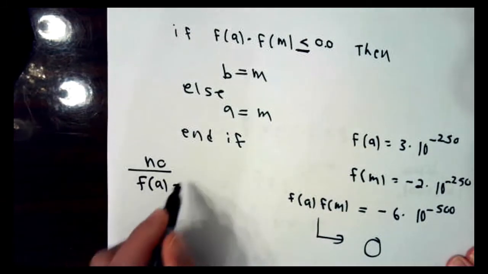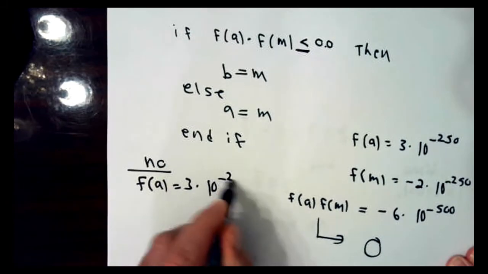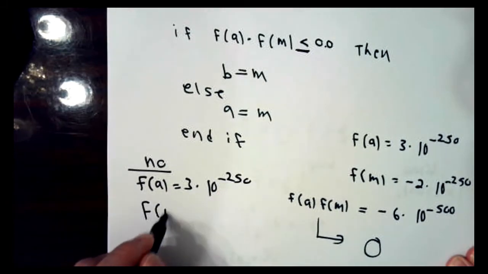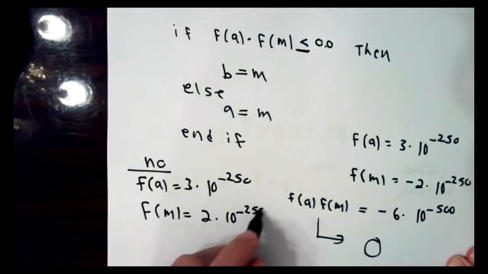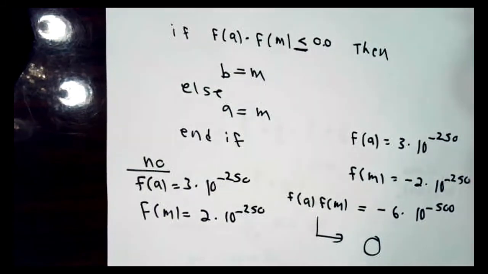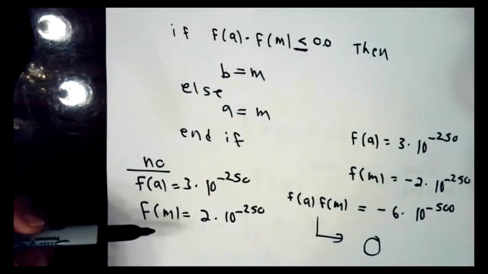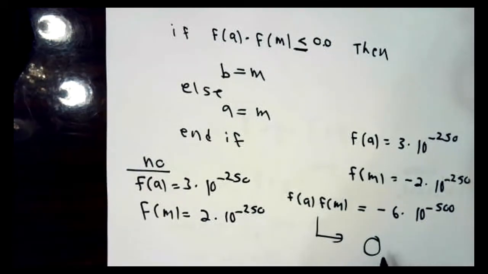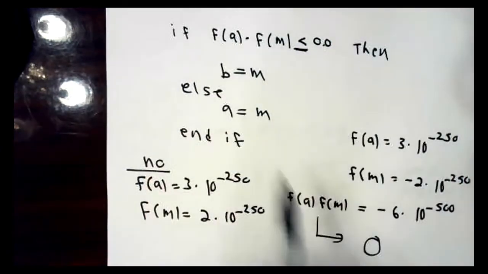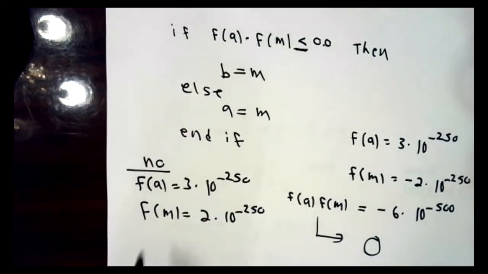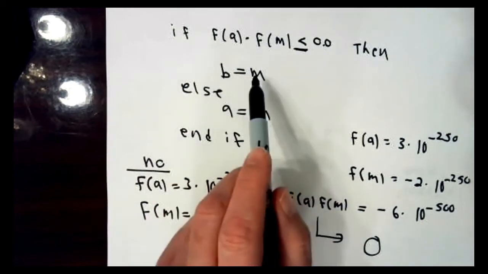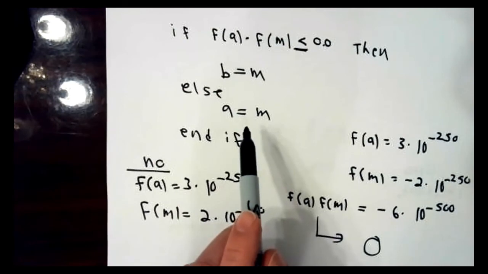Suppose f of a was 3 times 10 to the negative 250 power, and f of m is positive 2 times 10 to the negative 250 power. F of a times f of m is going to evaluate to 0. So if you're thinking of fixing it like this, then this will get executed, but that won't. But that's no good. F of a and f of m have the same sign. I don't want that to get executed now. I want the other one to be executed.